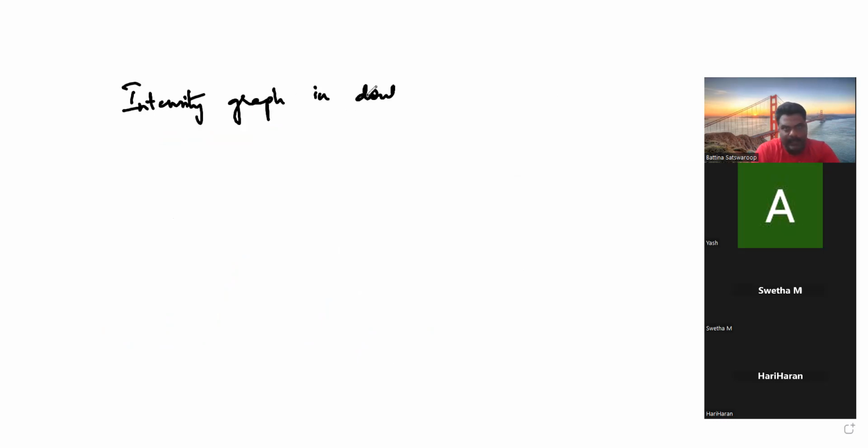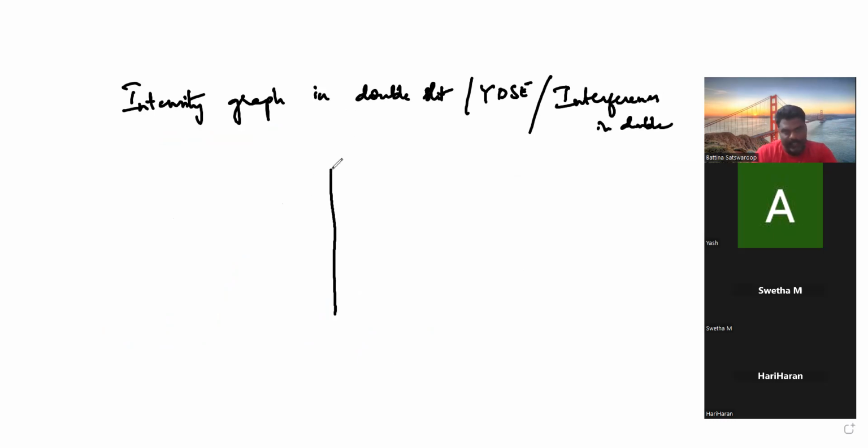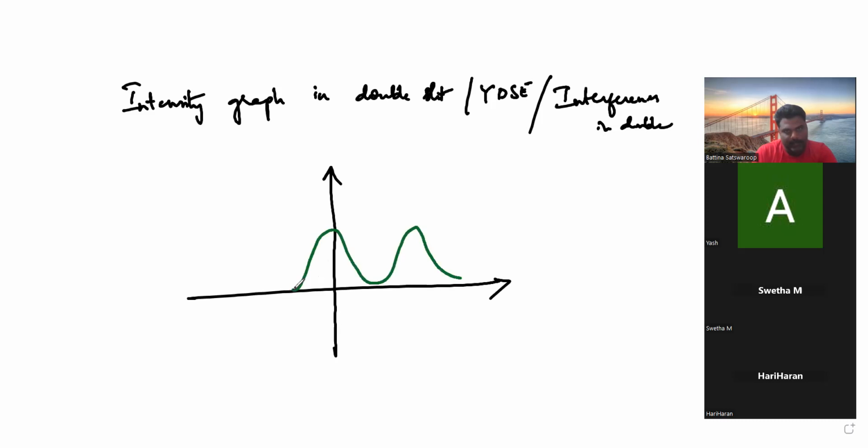in double slit, that is Young's double slit, or I can say interference in double slit. Okay, so what will I get? How will I get the graph? எல்லாமே ஒரே ரேஞ்சில் இருக்குமாம்மா? எப்படி இருக்கும் கிராஃப்? டச் பண்ணணும்மா, நான் டச் பண்ணல.